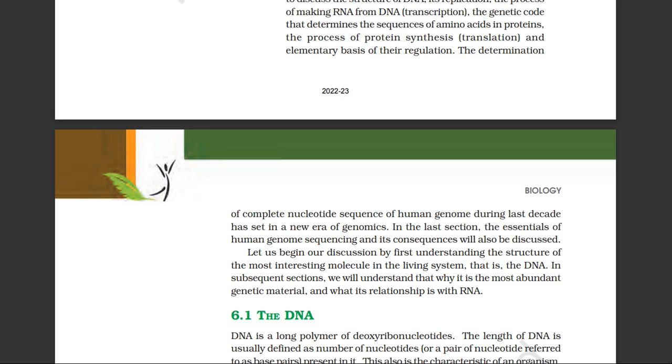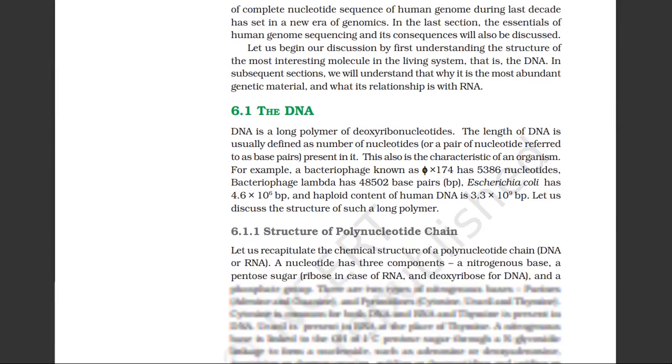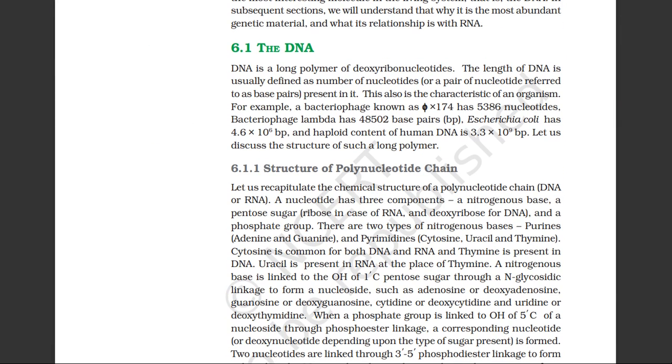Let us begin our discussion by first understanding the structure of the most interesting molecule in the living system, that is, the DNA. In subsequent sections, we will understand why it is the most abundant genetic material and what its relationship is with RNA. 6.1 The DNA is a long polymer of deoxyribonucleotides. The length of DNA is usually defined as the number of nucleotides, or a pair of nucleotides referred to as base pairs, present in it. This also is a characteristic of an organism.